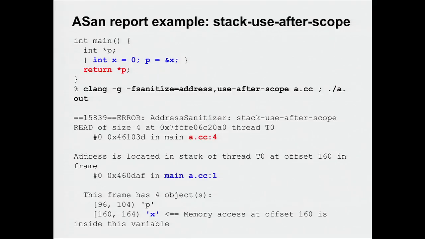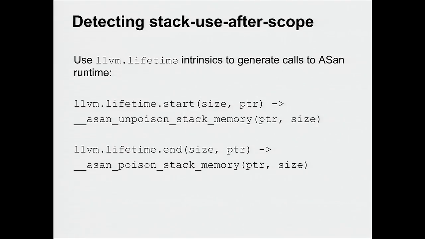Just a couple of words about how we implement this. We rely on LLVM lifetime intrinsics, which should be emitted by the frontend or by inlining passes, or some such. When the lifetime of a variable starts, we make it addressable by unpoisoning the memory. When the lifetime ends, we make it unaddressable by poisoning the shadow memory.